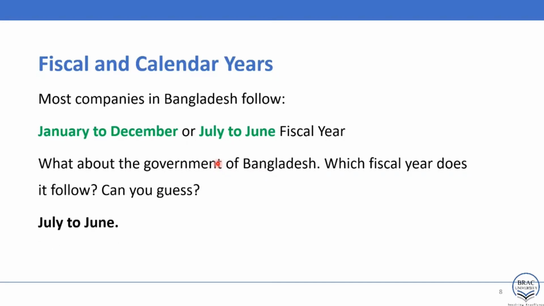Exactly. You guessed it right. The government of Bangladesh does not follow the calendar year as its fiscal year. Rather, in preparing its accounting records, it follows a July to June policy. That means their accounting year starts on July 1 and ends on June 30. So this is how accounting is done by the government of our country, July to June.